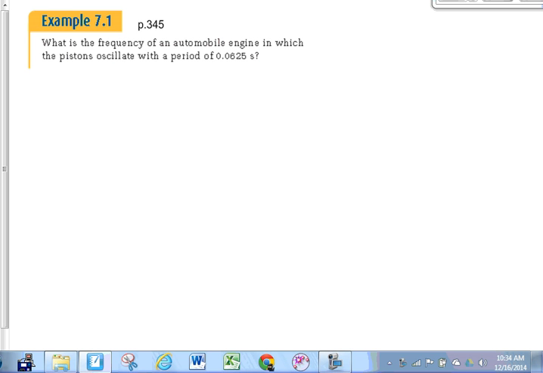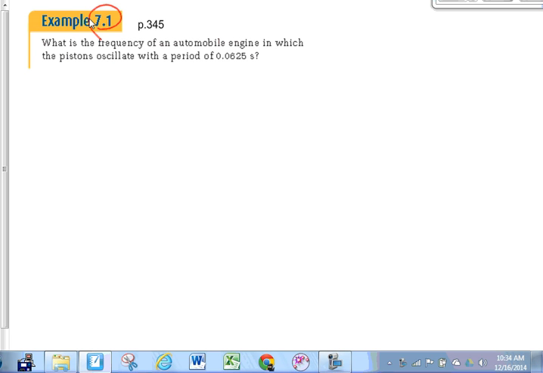It says, what's the frequency? Notice we're in chapter 7, by the way, if you don't have that downloaded now. What's the frequency of an automobile engine in which the pistons oscillate with a period of 0.0625 seconds? There's another example of simple harmonic motion. The pistons in an automobile engine going back and forth, up and down. You don't see that, but it's happening.